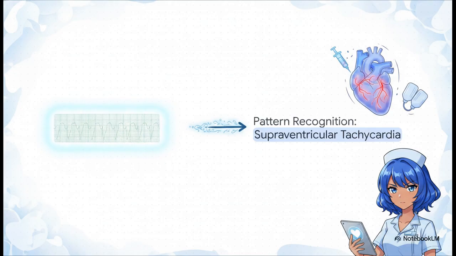You have to assess the client's tolerance. Are they stable or are they unstable? If they're unstable and having near syncope or chest pain, you are prepping for immediate interventions. We're talking administering adenosine or getting ready for synchronized cardioversion to physically reset that electrical pathway.